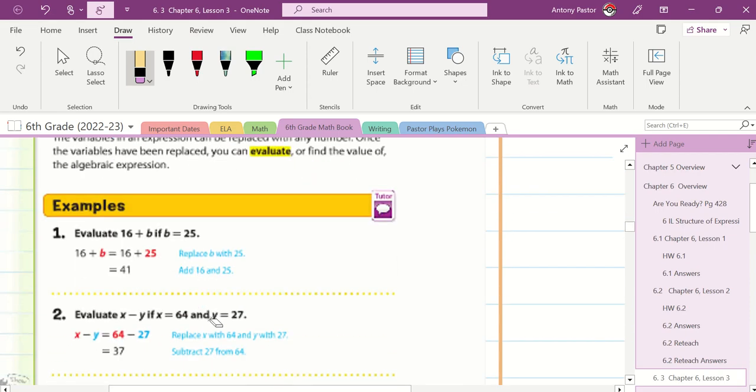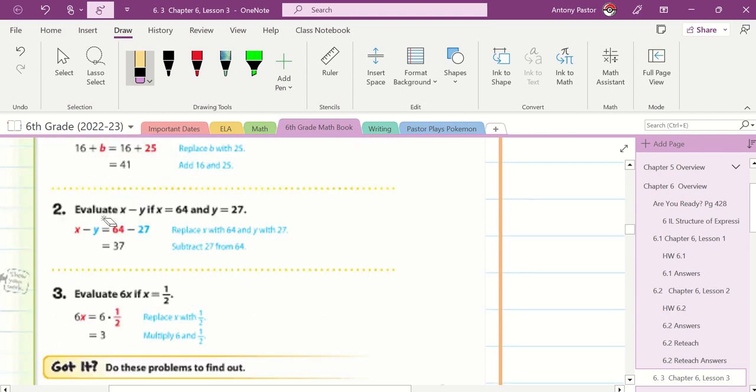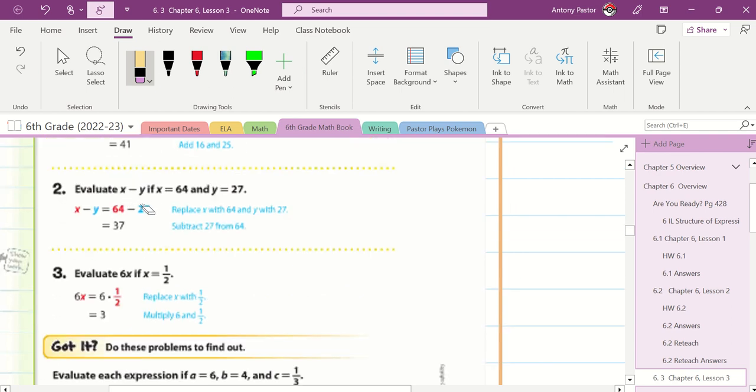All right, we have a few examples here. Evaluate 16 plus b if b equals 25. Now they're giving you the actual representation and the value of the variable. So 16 plus b would be the same thing as 16 plus 25, or 41. Evaluate x minus y if x equals 64 and y equals 27. We're literally just plugging it in. X minus y, x equals 64, y equals 27, so it's 64 minus 27, which equals 37.